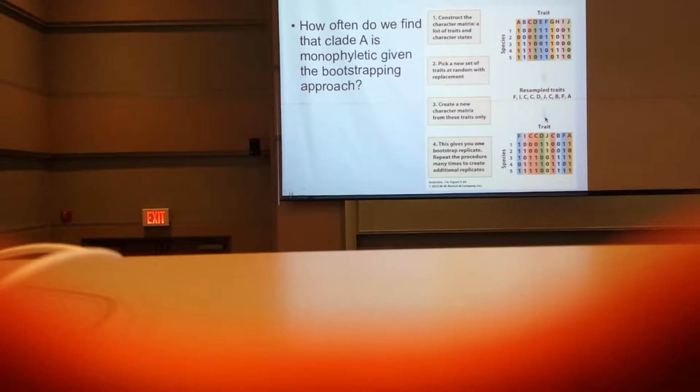this bootstrapping approach. You don't need to worry about the details of this, but essentially what you can do, especially when you have lots and lots of data, is take a random sample from your data set, a random sample of traits, characters, could be base pairs, could be morphological characters, and then you build a tree based on that. And then you find the best, either the most parsimonious or the tree with the highest maximum likelihood.